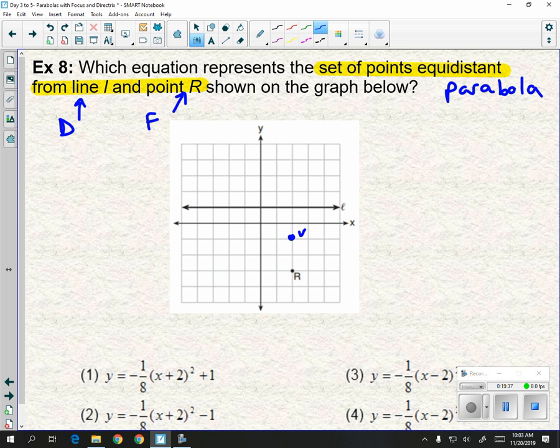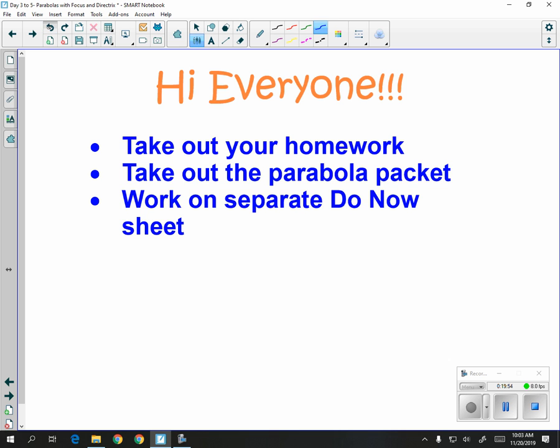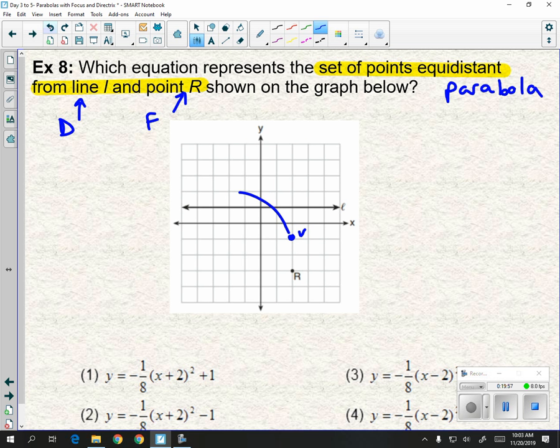Once you find the vertex, you need to know which way the parabola is opening. If you draw it going up, you're going to hit the directrix, which is no good. If you draw it to either side, you're going to eventually hit the directrix. Still not good. You do have to know that your parabola always opens up towards your focus. The focus has to be inside. So this vertex means that we are opening downwards towards the focus.